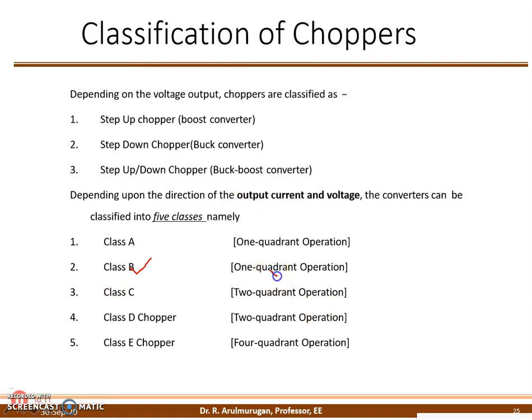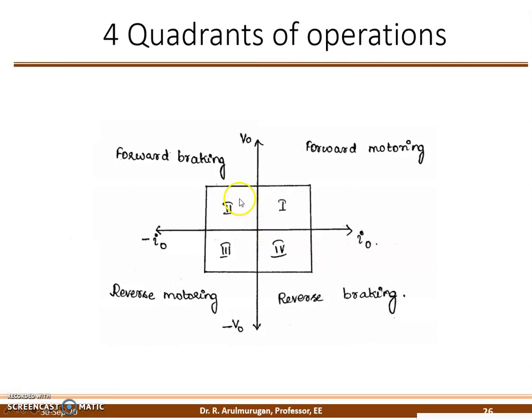How many quadrants? Only one quadrant. Which quadrant? This is called the second quadrant. What is the quadrant name? Forward braking. Why is it called forward braking? Because only the output current is changed. Output voltage does not change its polarity, so it is the forward direction. Current only changed, that's why forward braking.